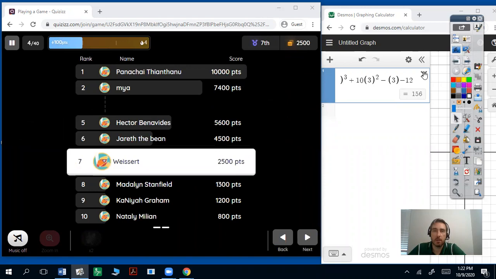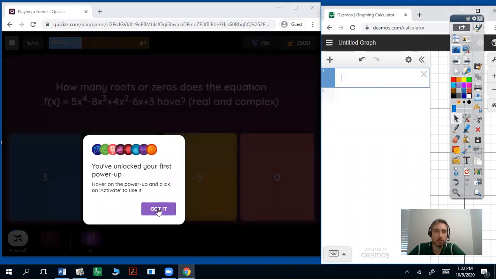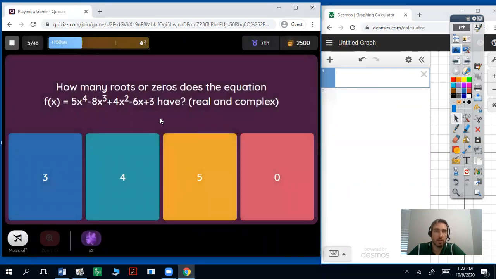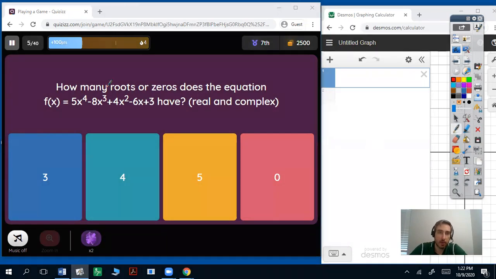All right, the next problem. How many roots or zeros does the equation f of x equals 5x to the 4th minus 8x cubed plus 4x squared minus 6x plus 3 have? You don't need to graph anything here. The number of roots and zeros is the same as the highest exponent. That's the degree. Since the degree is going to be 4, the number of roots is also going to be 4.